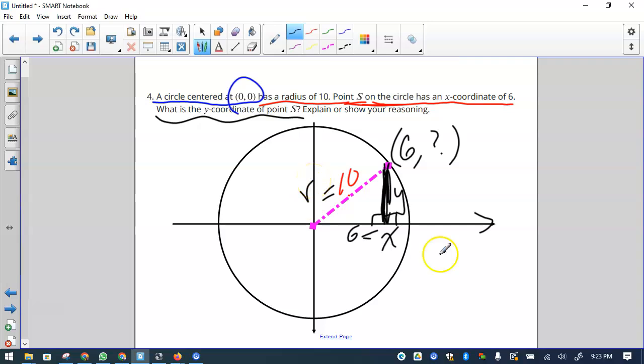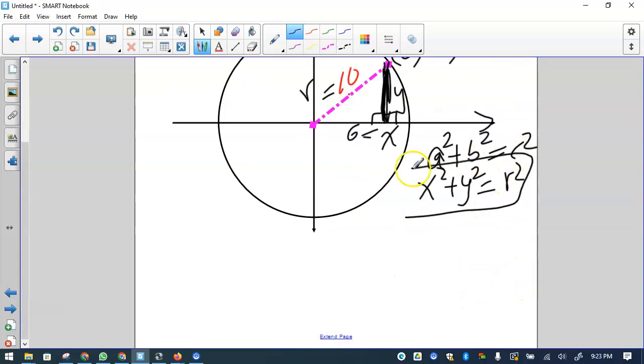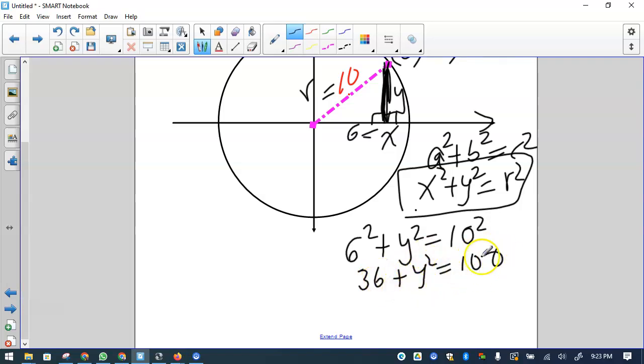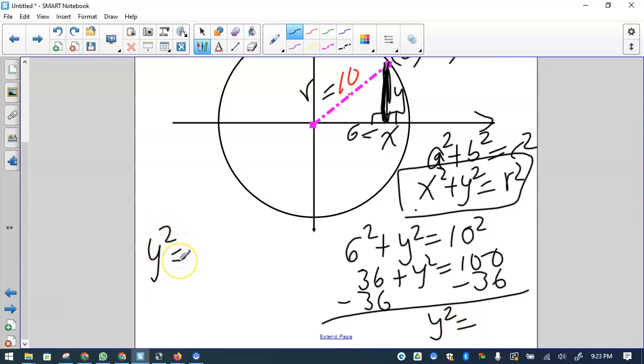So we can use the formula. The formula is a square plus b square is c square, but instead of a, you can also write x square plus y square is the radius square. And that is also the equation of a circle in center form. So we can write x is 6, so 6 square plus y square is 10 square. 6 square is 36, just regular algebra, and 10 times 10 is 100. If you subtract 36 from both sides, you end up getting y square equals 64, and you take the square root, so your y is plus or minus 8.